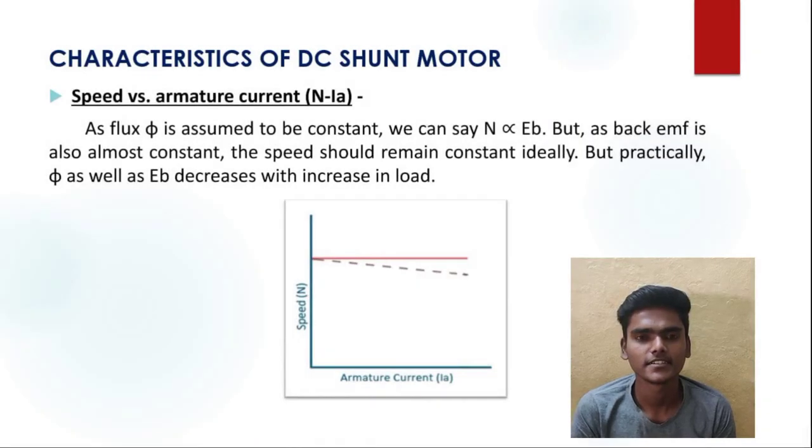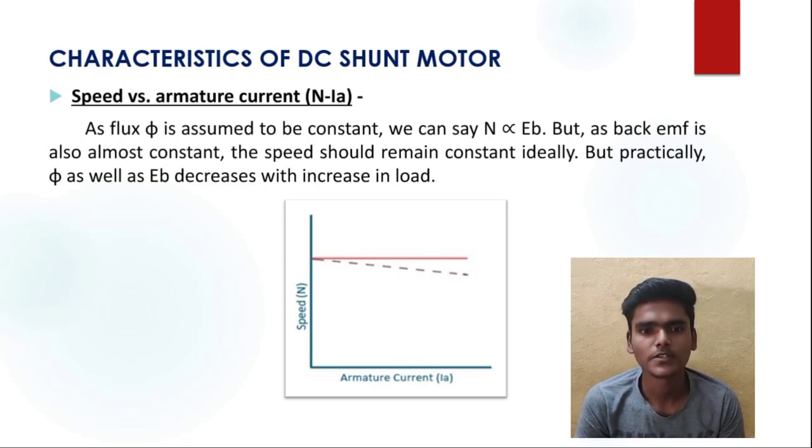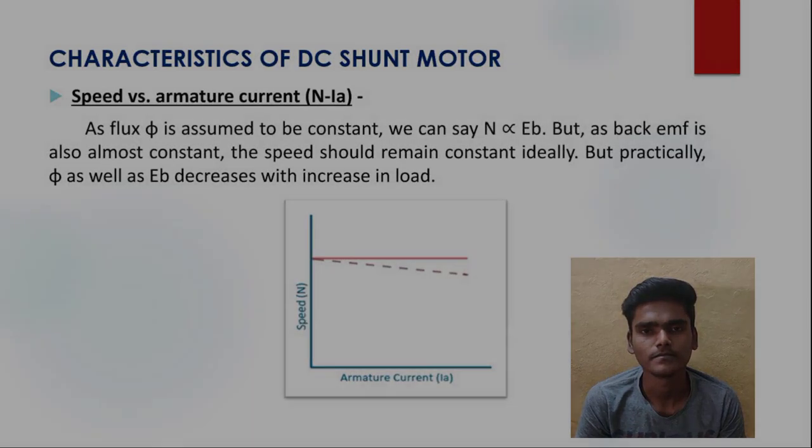The second characteristic is speed and armature current, that is N and Ia. As flux phi is assumed to be constant, speed is directly proportional to the back EMF, and the back EMF is also almost constant. That's why the speed should remain constant ideally, but practically both phi, the flux, as well as the back EMF decrease with increasing load.